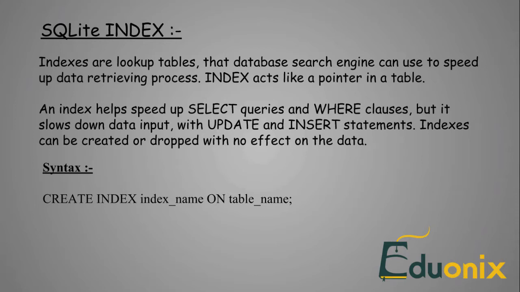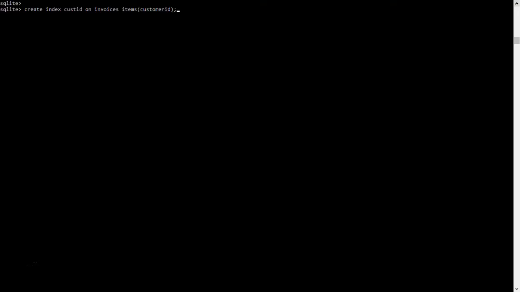So let us see the practical approach of generating the index. The syntax is create index, the name of the index, and on the table name. Let us see how to do it in the command prompt. The command is create index and the name of the index. For our example, we have kept it as cust ID, on the table invoices items, and in the brackets we have to mention the name of the column on which we have to implement and generate the index.